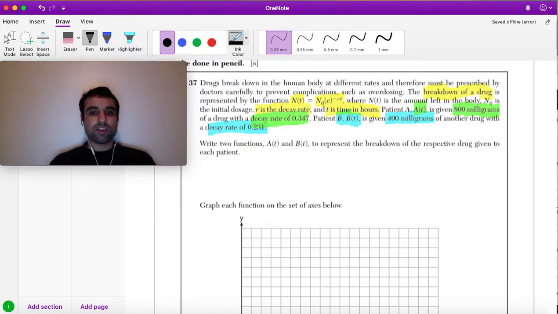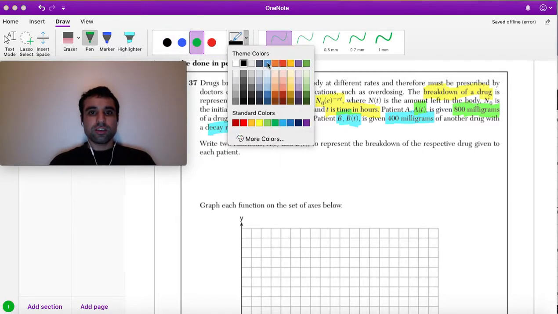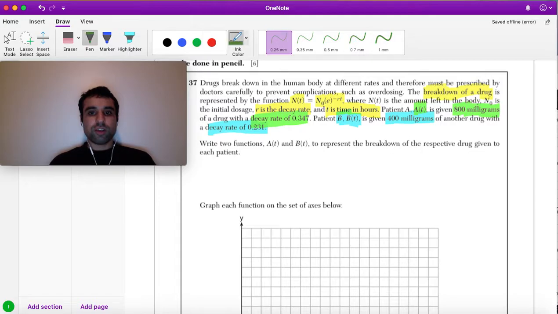So this is asking to write two functions: one for A of t, which I'll write in green, and another one for B of t, which I'll write in blue. So write two functions, A of t and B of t, to represent the breakdown of the respective drug given to each patient. So A of t is equal to A0, which is simply the initial amount 800, times the base e, the natural number, to the negative r, which is 0.347, times t, the time in hours, all in one exponent.